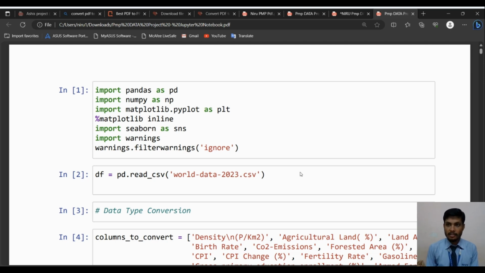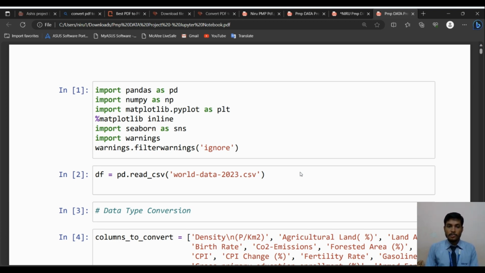Hello everyone, I am Niru Kumar from BTech Computer Science and Engineering, 3rd semester, studying at Swiss Gyan Bihar University, Jaipur. Today I am going to show my project on a dataset with the help of Python. This project is on the Global Country Information Dataset 2023.